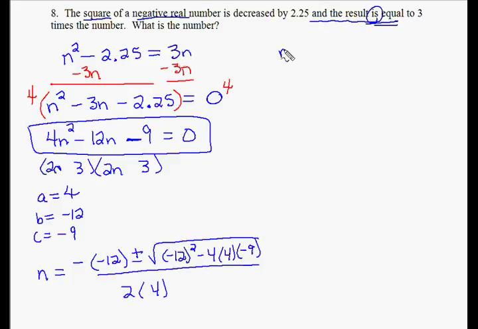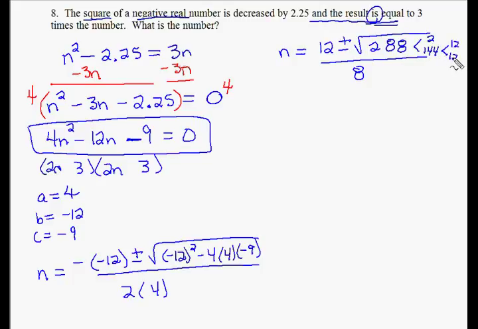So let's clean that up and see what we have. N is equal to positive 12 plus or minus the square root of all divided by 8. So I'm going to go to my calculator and figure out what negative 12 squared minus 4 times 4 times negative 9 is. And the calculator says 288. 288 is 2 times 144, and 144 is 12 times 12. So now we have n is equal to 12 plus or minus 12 square roots of 2 all divided by 8.